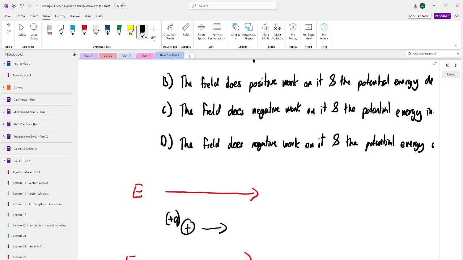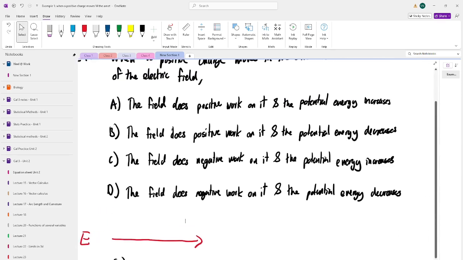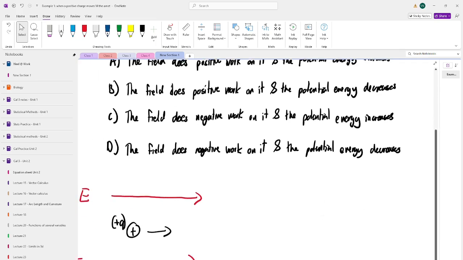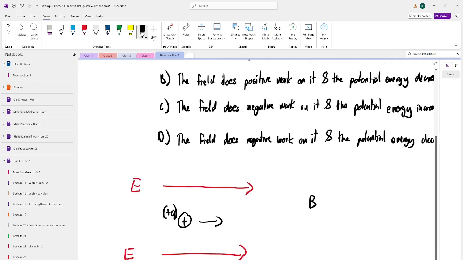And then naturally, as I move away from the source of that E field, let's say the positive plate, if we were in between positive and negative plates, my potential energy must decrease. So in other words, I'm doing positive work and my potential energy decreases. So the answer is going to be positive work, potential energy decrease. The answer would be B then. There you go.